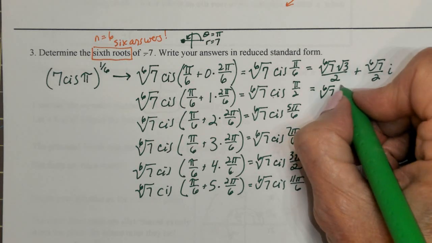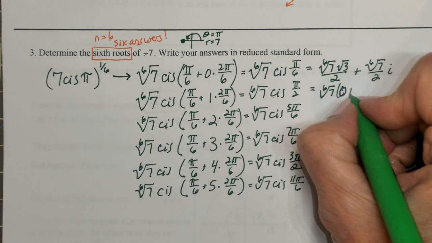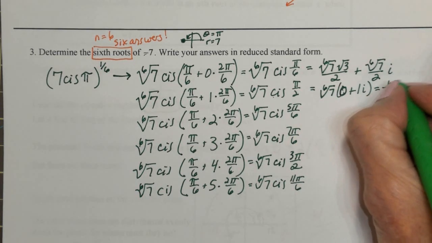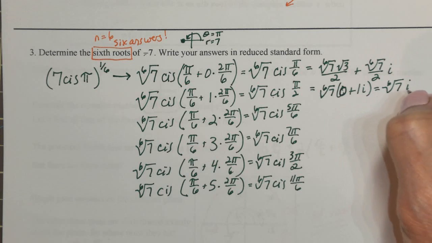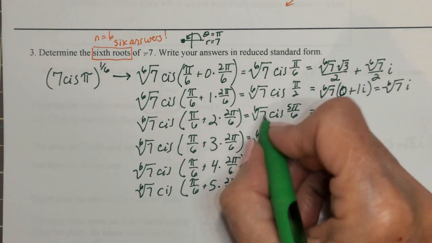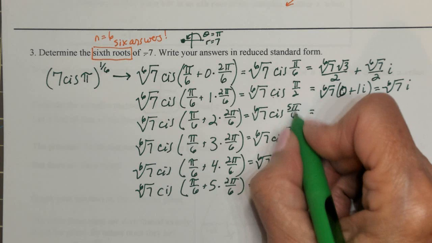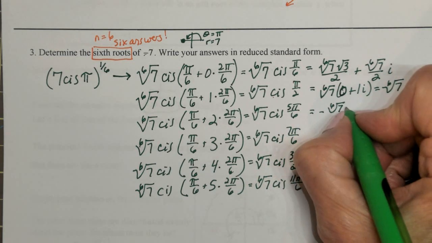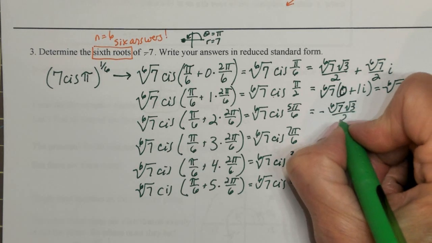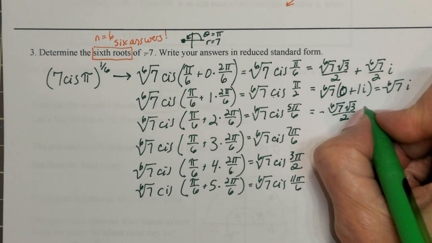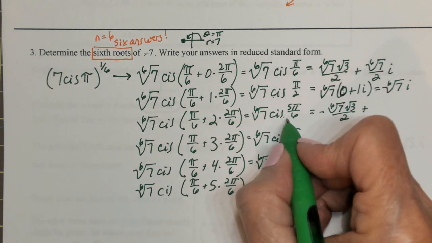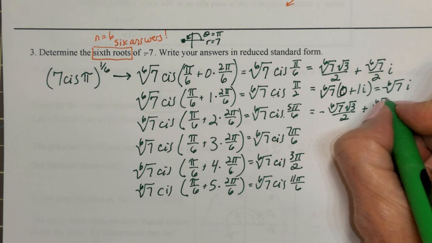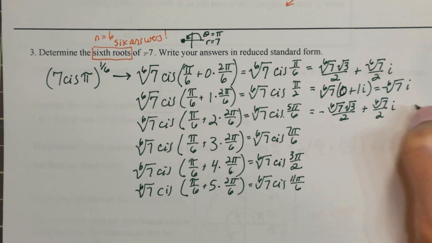Okay? Let me, for the sake of your notes, write that as 0 plus 1i. That's just going to be the 6th root of 7i. Okay? Here we're going to have the 6th root of 7 times cosine of 5 pi over 6, which is going to be a negative, so negative 6th root of 7 times square root of 3 over 2, plus sine of 5 pi over 6, which is 1/2 times the 6th root of 7. That's going to be the 6th root of 7 over 2 i.